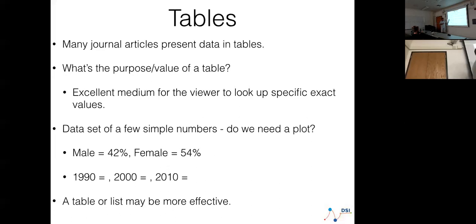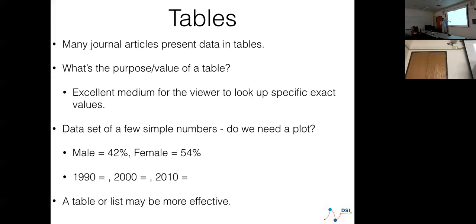In a table, it's for lookup. You are actually giving them essentially a spreadsheet and saying, if you need to see decimal places for this value, we're going to look it up. So that's a very different thing than the intent of summarizing the values.